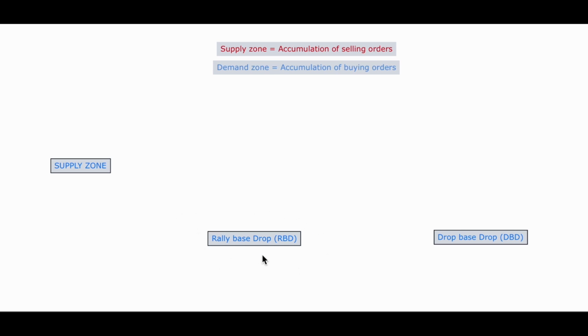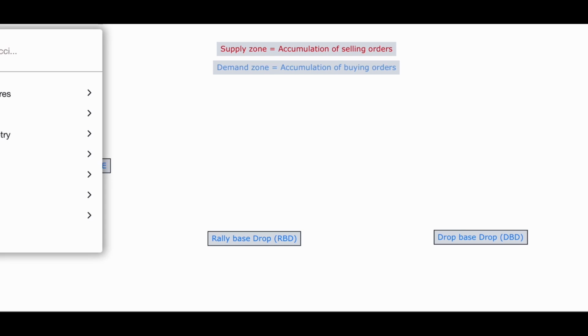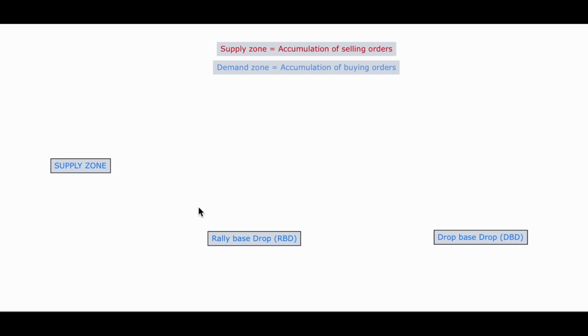We have two types. The first type is the rally base drop. This is how the pattern should look. This is what we call the rally base drop. This is the zone we will mark as our supply zone, and wait for the price to get back and retest this zone, then we are going to sell. This is what we call the rally base drop supply zone.